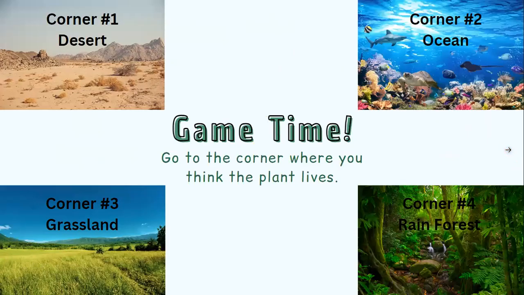Thanks, Heather. For the engage portion of our lesson, we will have our students play a four corners game. We will start the game by explaining that plants can live and survive in many different environments or biomes. For our game, we will be looking at plants from one of four possible environments: the desert, the grassland, the rainforest, or the ocean/marine environment.